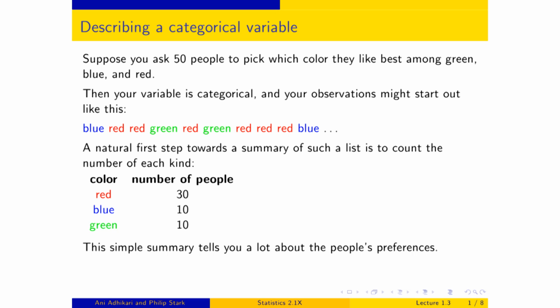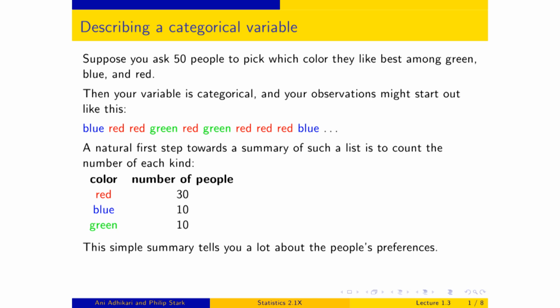Now that little summary already tells you a great deal about the people's preferences. First, it contains all the data that you had, except you have lost the order in which they appeared in your observations, and you've probably lost which person picked what. But you can see that this group likes red. They were picking red much more often than the other colors. The other colors they were picking about equally. They're split between blue and green, the other people, but the bulk of the people pick red.